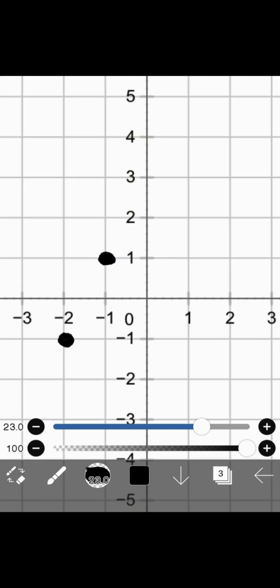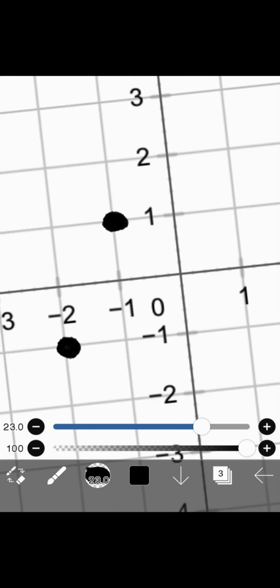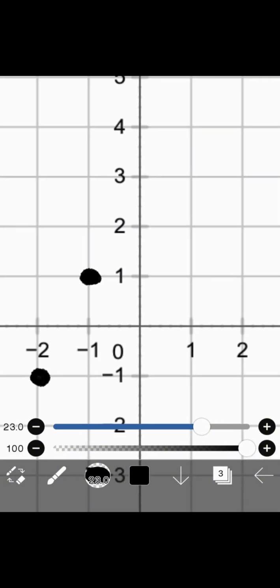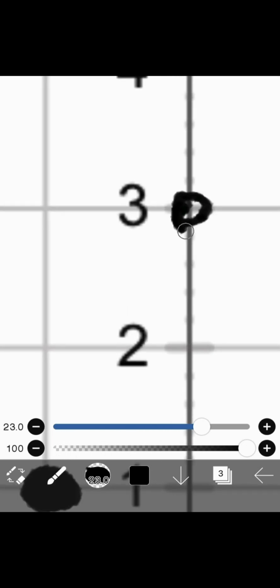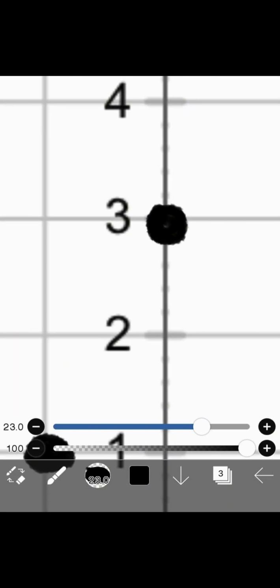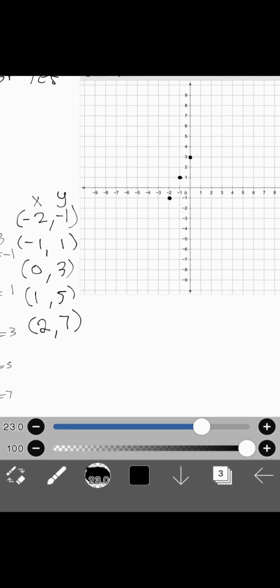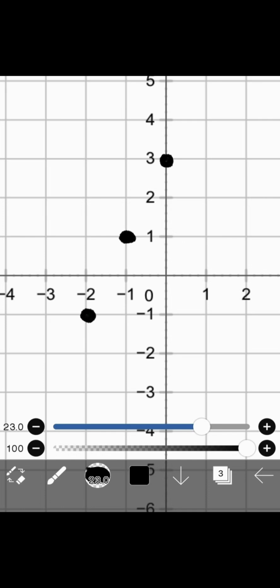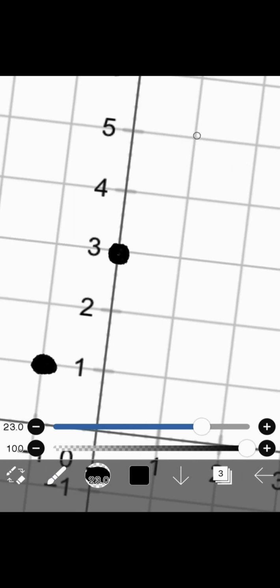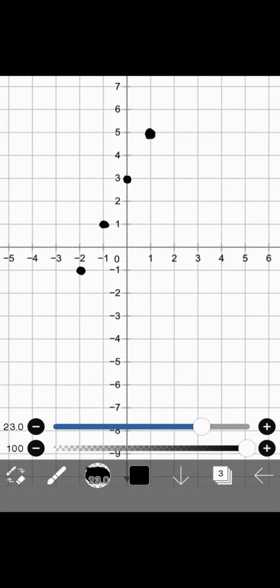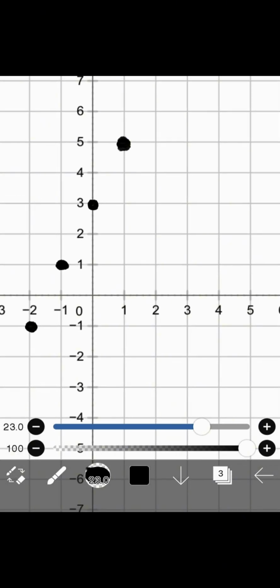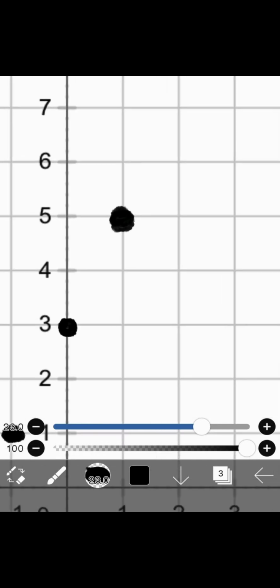Then we have 0 and 3. Since our x is 0, we just plot on where the value is shown, so 3 here. Then we have 1 and 5. So we say 1, then we go all the way up to 5. Then lastly, we have 2 and 7. So starting from the 2 up to the 7.